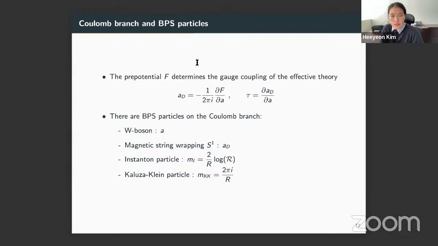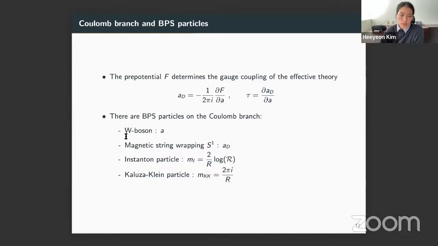And this prepotential F determines the gauge coupling of the effective 4D N=2 theory. For example, tau is the gauge coupling for the effective theory, which can be computed from the second derivative of the prepotential as usual. And also there are many BPS particles on the Coulomb branch. For example, we have the W boson, which contributes to the central charge A. And we also have the magnetic string wrapping S1, which contributes to the central charge A_D.